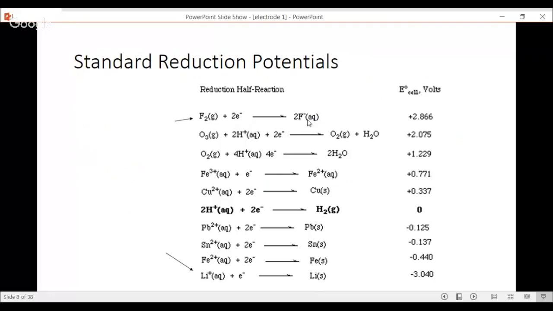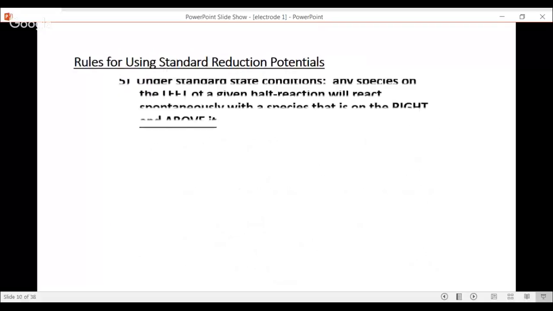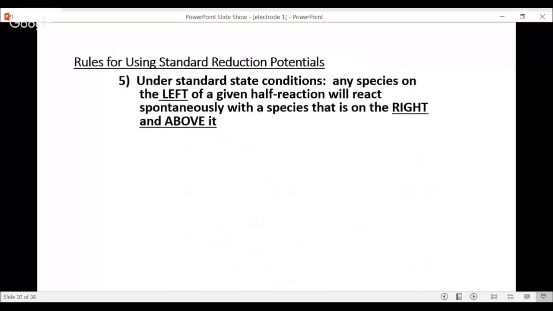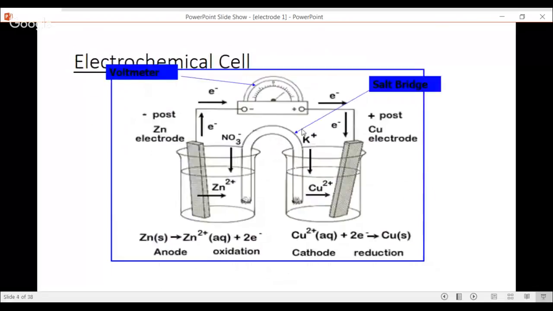That is the 1 electron or 2 electron case. The fluorine reduction reaction will also give you plus 3 volts only. That is what it means. Now we are going to see that under standard state conditions, any species on the left of a given half cell reaction will react spontaneously with the species on the right side. So if you look at the left hand side, the zinc will get dissolved and copper 2 plus ions will get deposited as copper.